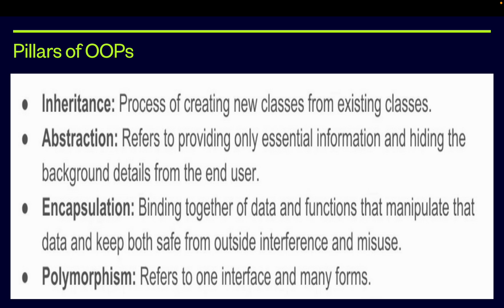Encapsulation is the binding together of the data and the functions that manipulate that data, and keeping both safe from outside interference and misuse. So we are going to hide the data and only functions are available to the user. So there is less chance that anyone can misuse it. Then we have polymorphism, which refers to one interface and many forms.